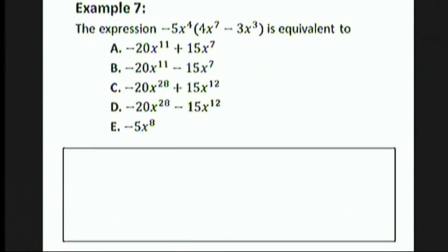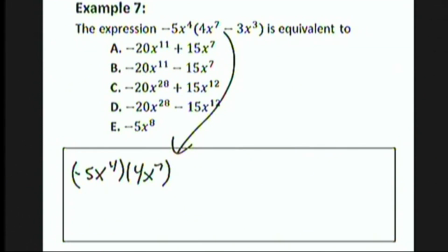Let's look at this more complicated example. The expression negative 5x to the 4th times 4x to the 7th minus 3x cubed is equivalent to what? Okay, well, we're going to start this off by distributing. So we do negative 5x to the 4th times 4x to the 7th. Minus times minus is plus 5x to the 4th times 3x cubed.